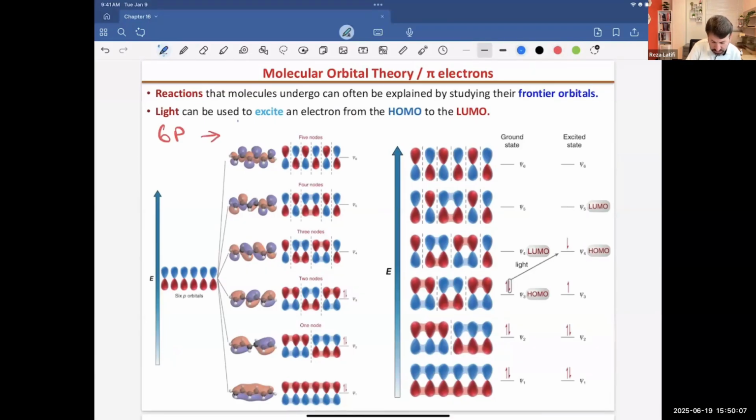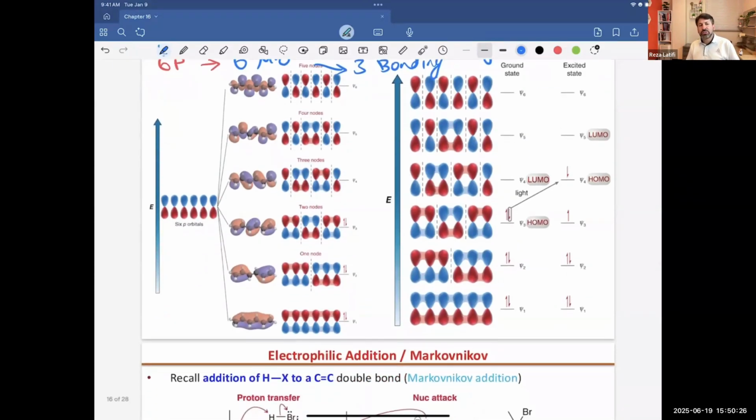And of course, I'm going to get 6 molecular orbitals, and out of those 6, 3 will be bonding, and 3 will be anti-bonding. Now, I have 6 p orbitals, that means I have 6 electrons, and because I have 6 electrons, I can occupy 3 of the bonding orbitals. So as you see here, the lowest 3 orbitals got full.